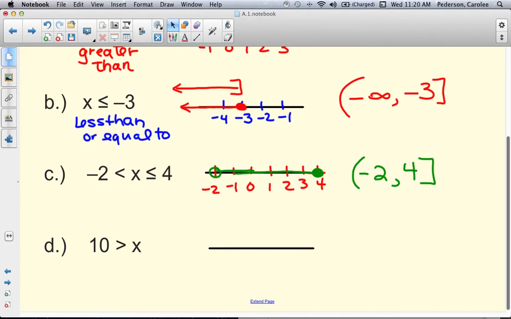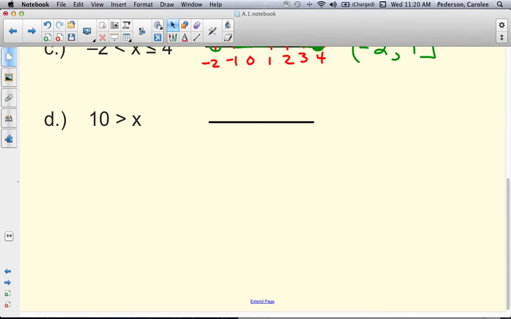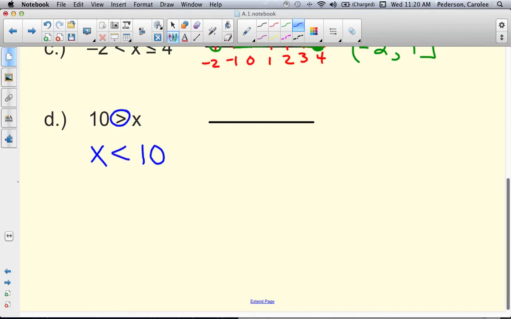Our last example on this slide, I tend to tell my students to rewrite this inequality, because notice the 10 is first. So many students make mistakes if you see the number first. So let's go x and then 10, and then notice where the inequality is eating. It is eating the 10, so be careful on the direction. So this is less than.